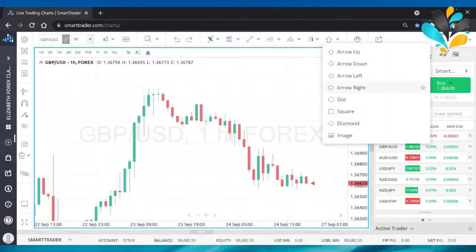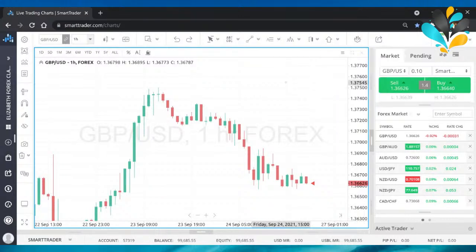Then you have your tools or shapes, which you can use: arrow up, arrow down, arrow left, arrow right, dot, square, diamond, image, whatever you want to use. So these are self-explanatory, and you will see me use these tools on occasion as we go through each of our technical analysis courses, but more so to show you something. So you won't necessarily use that very often, but it's there for when you need to use it.